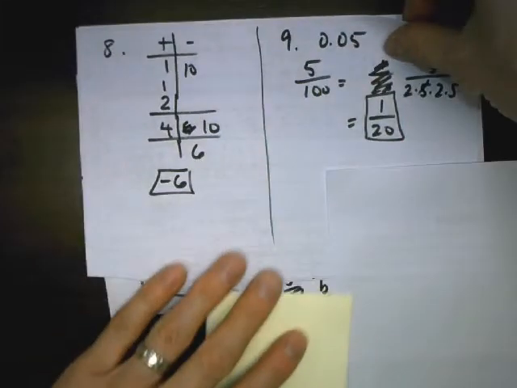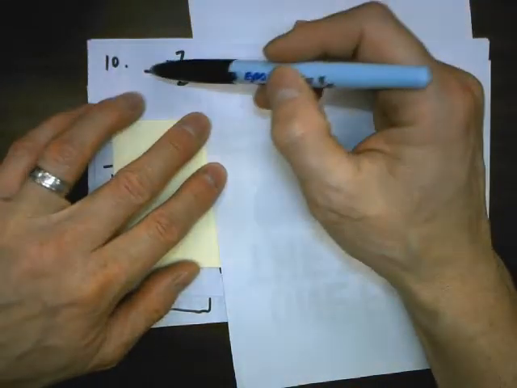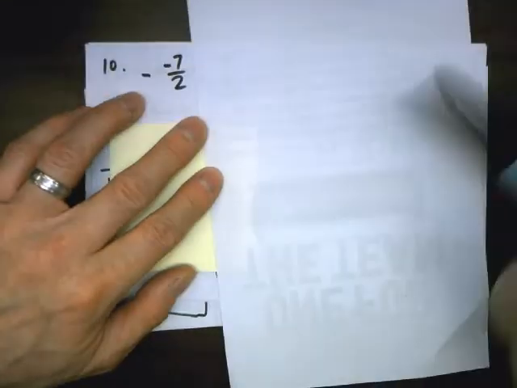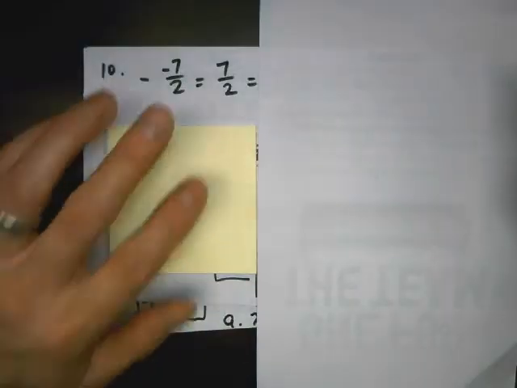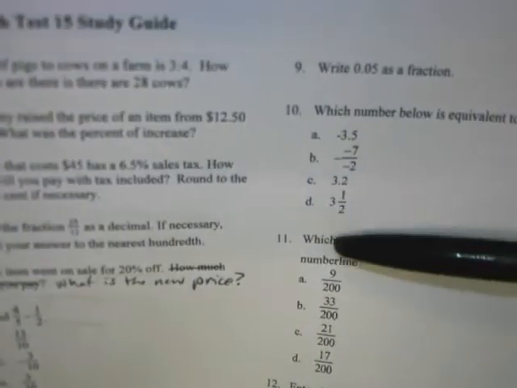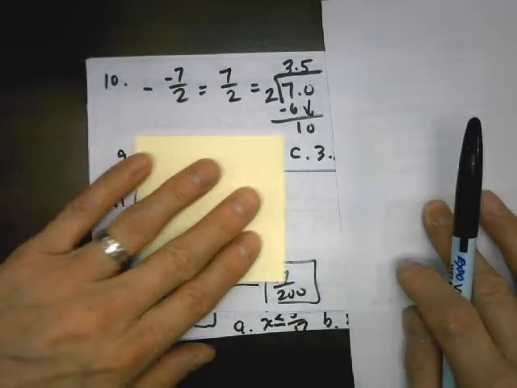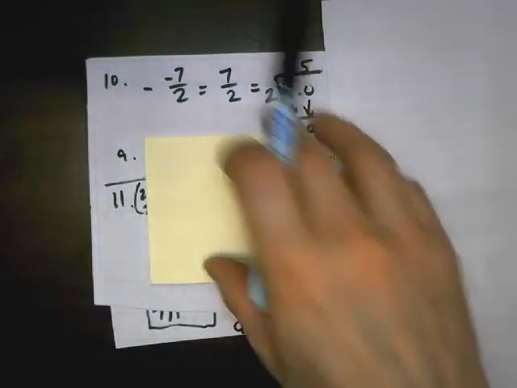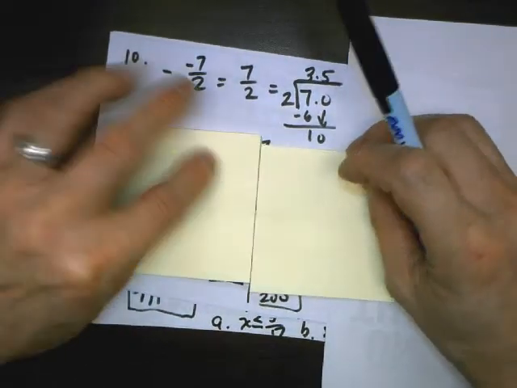10 says, which number below is equivalent to the opposite of negative 7 over 2? Alright, so first of all, I count all my negatives. There's 1, 2 negatives. Well, if there's 2 negatives, it's positive, so I simplify that first of all. But I have to say which of these are the same, so I could write it in different ways, right? So I'm going to go ahead and convert it to a decimal by dividing, and convert it to a decimal and a fraction.